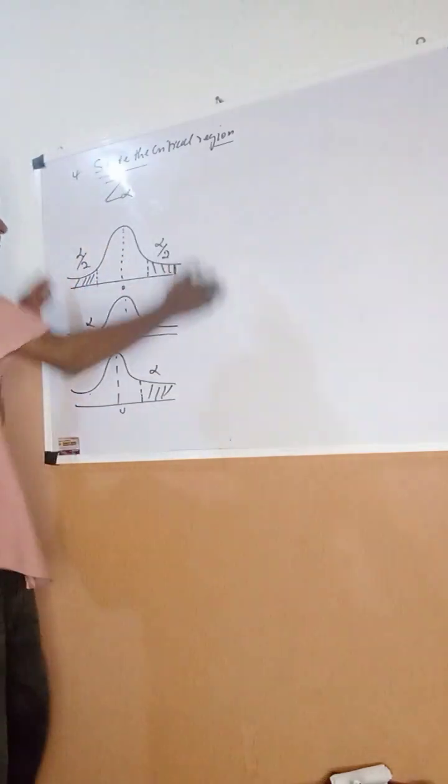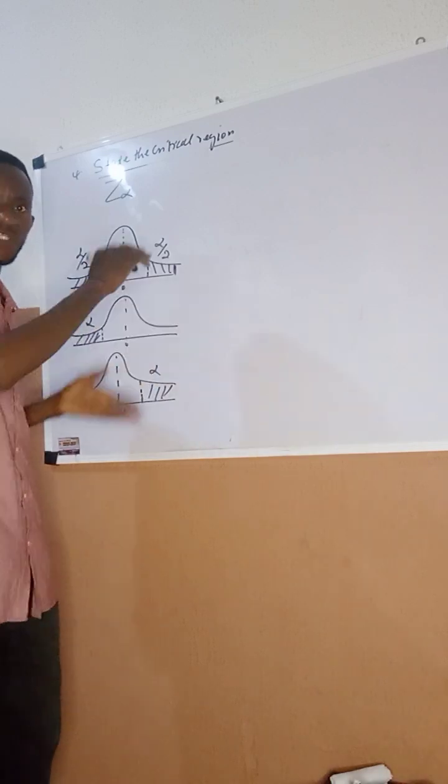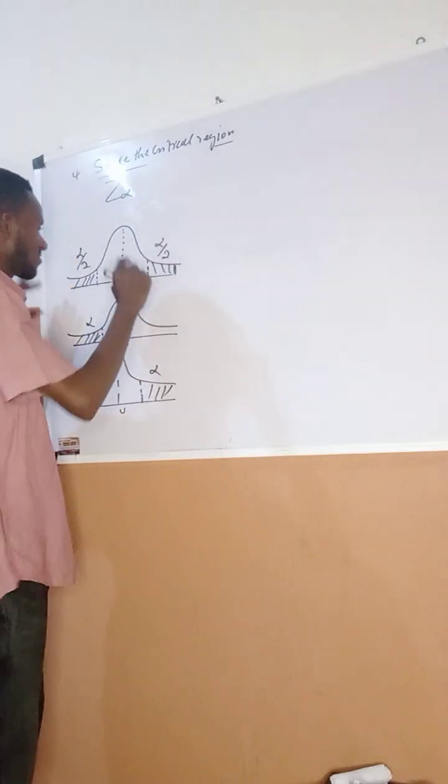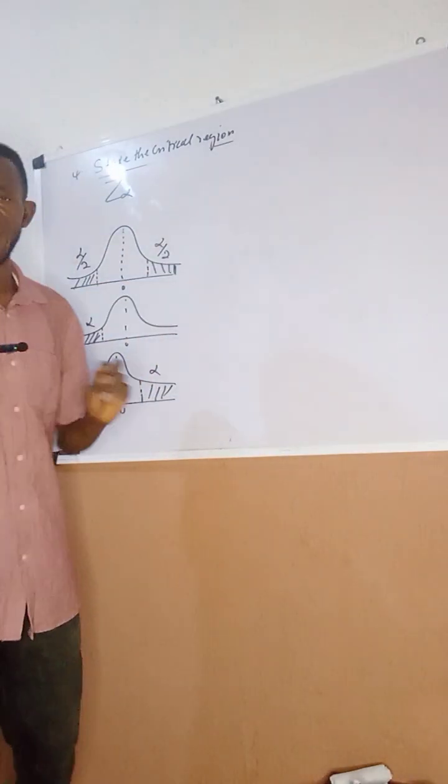So when they give you this kind of diagram and they are asking you what kind of test these critical regions represent, you identify the two-tailed test, you identify the one-tailed test to the left, and you identify the one-tailed test to the right.